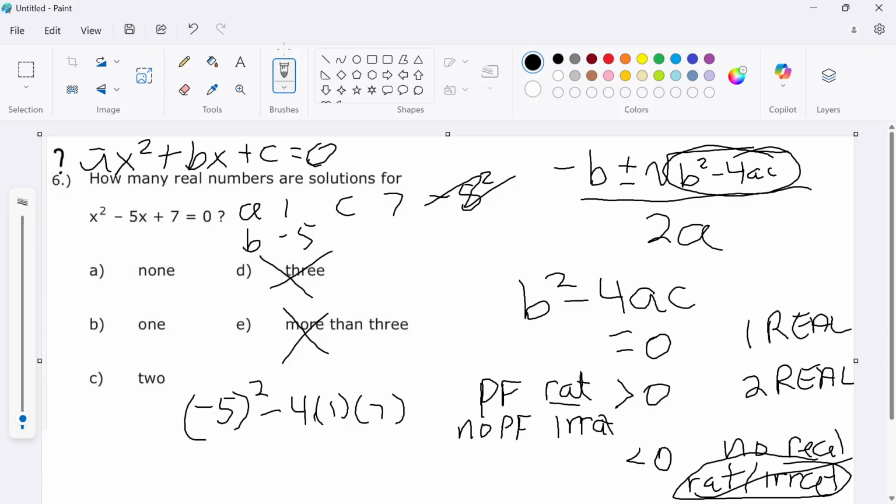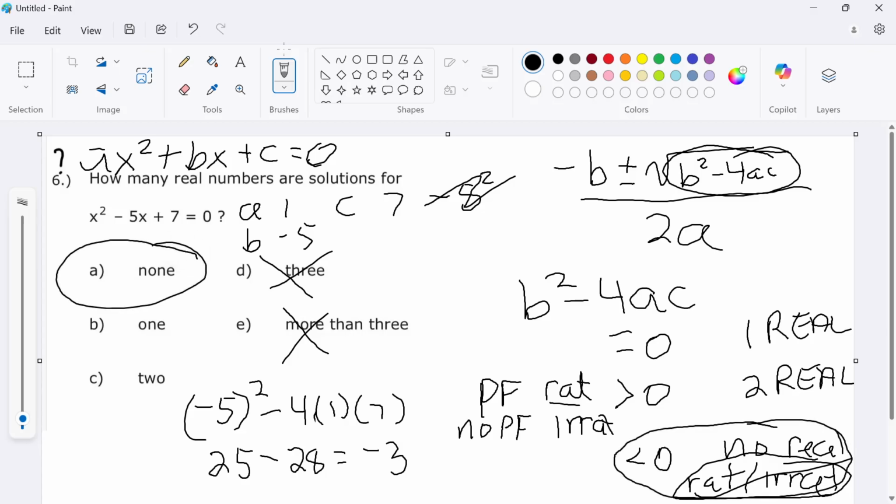-5 squared is 25. Negative times a negative is a positive. Minus 4 times 7 is 28. And that equals -3. And that is less than 0. There are no real solutions. The answer is A, none.